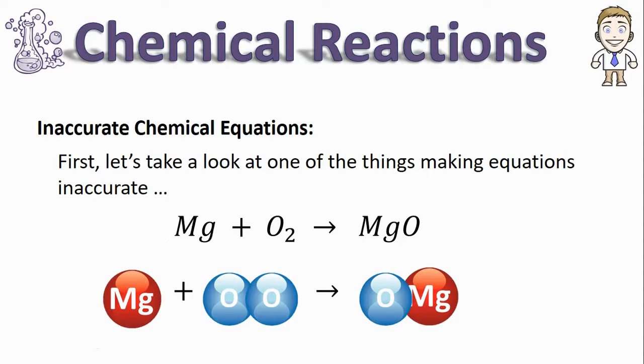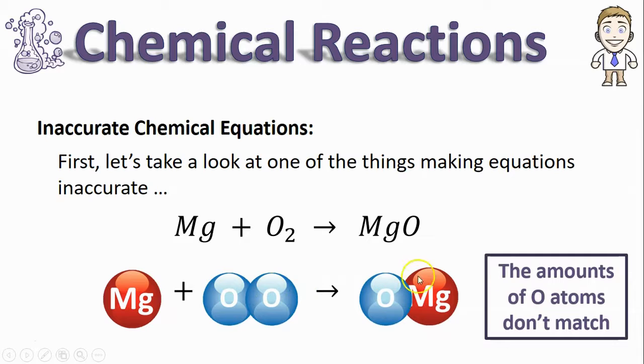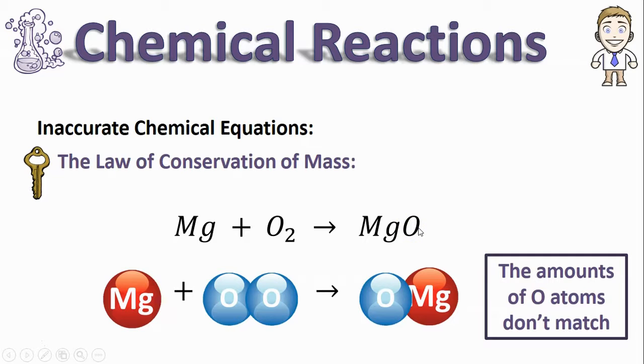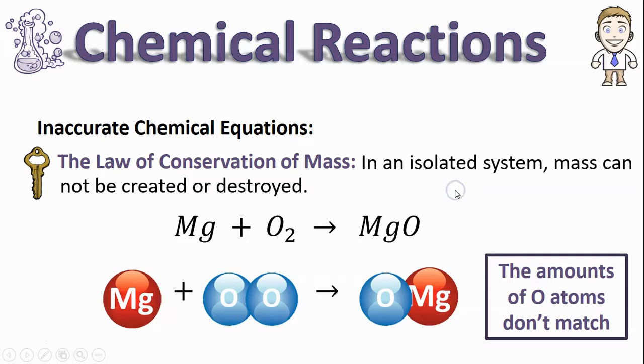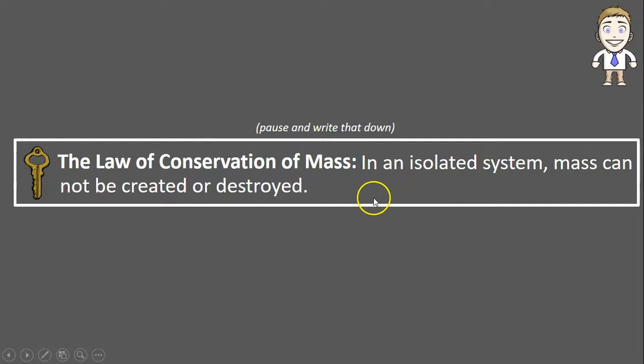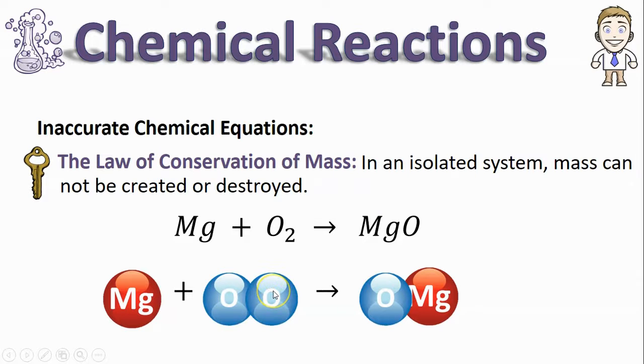If you look at the more accurate particle model version of this, you might notice immediately that something's wrong here. On the reactant side, I start with 2 oxygen atoms, but on the product side, I've only got 1. The amounts of oxygen atoms don't match. In fact, it seems like one of these oxygen atoms has completely disappeared or gone away. This is impossible according to a law called the law of conservation of mass. This law says that in an isolated system, mass cannot be created or destroyed. So this oxygen atom that I lost, it's kind of impossible to destroy or lose that atom.